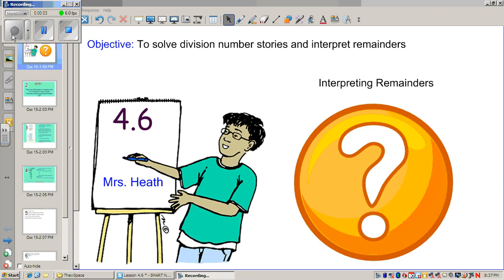Welcome to lesson 4.6. Our objective is to solve division number stories and interpret remainders. So in lesson 4.6, we're going to talk about what do we do with the remainder and how do we interpret a remainder. So that's why I have my big question mark here. What do we do with the remainder?